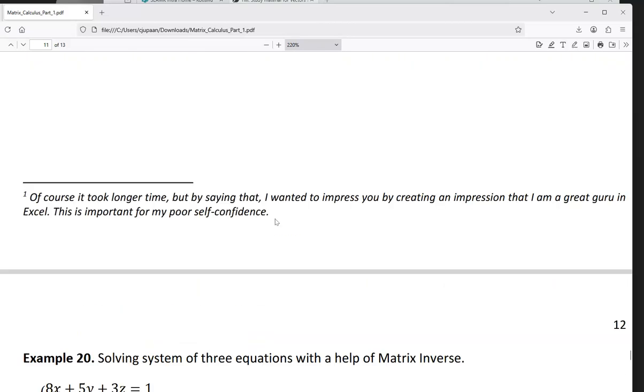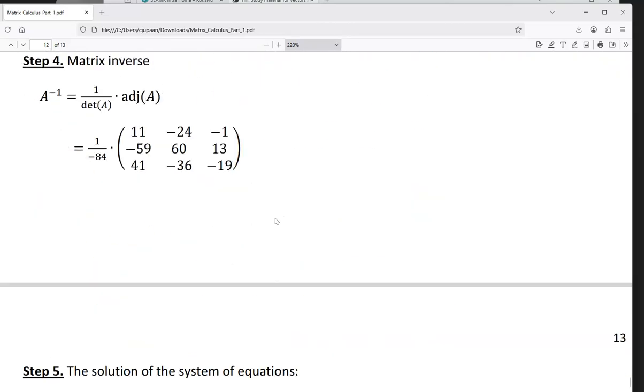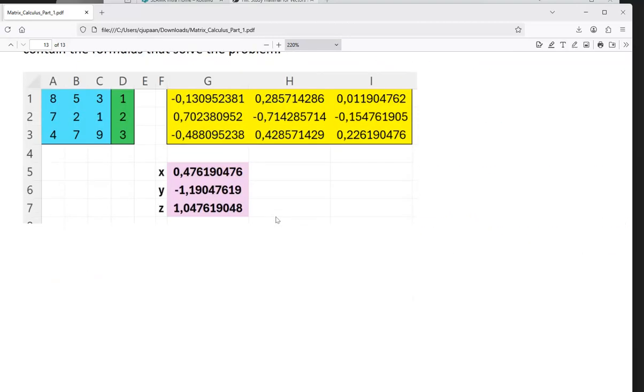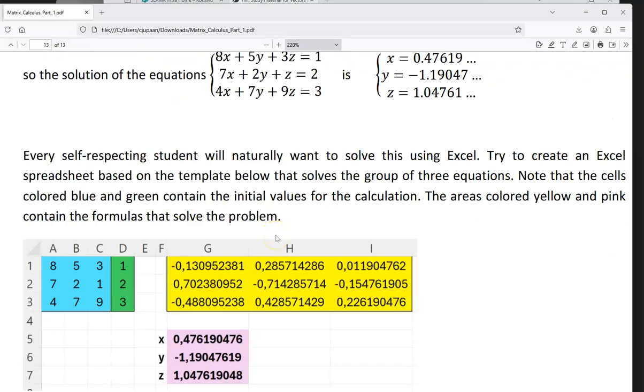But I will add some applications of matrix calculation to Moodle during this week, and in Friday's lessons we will go through some examples there.